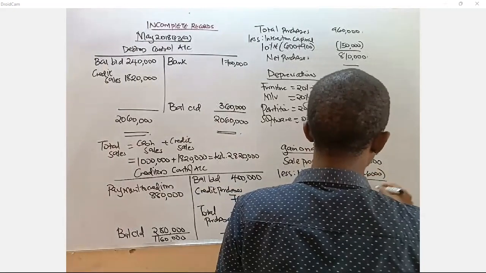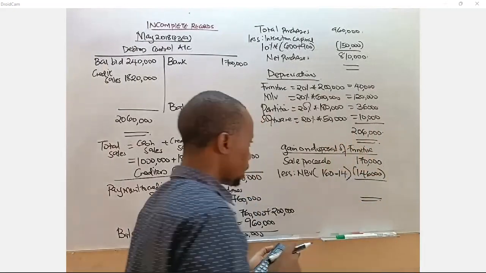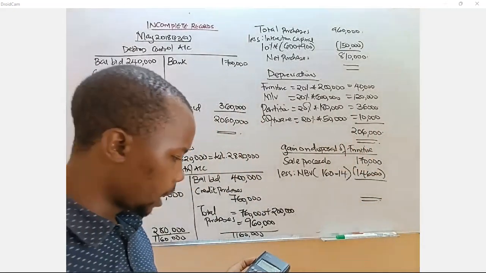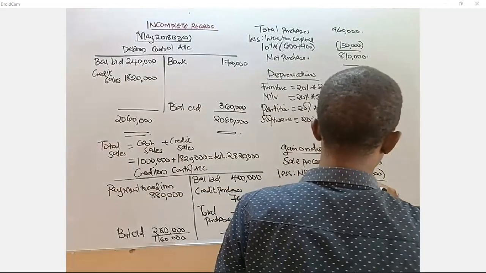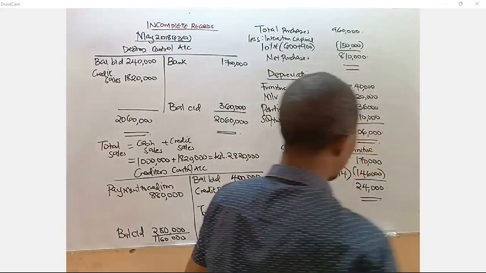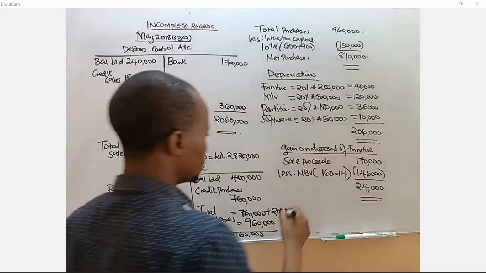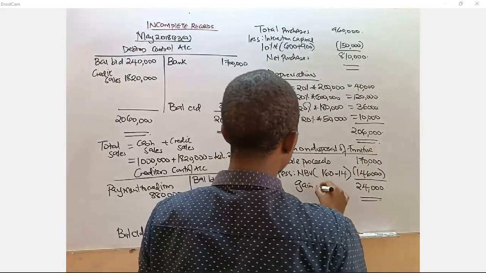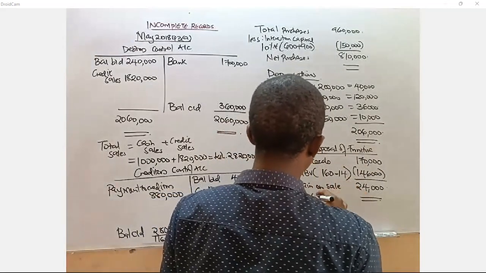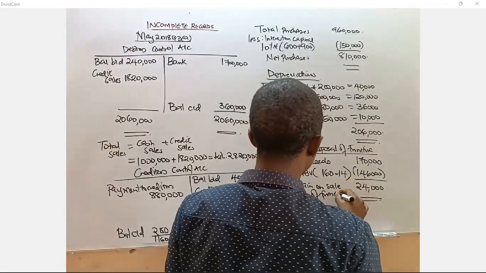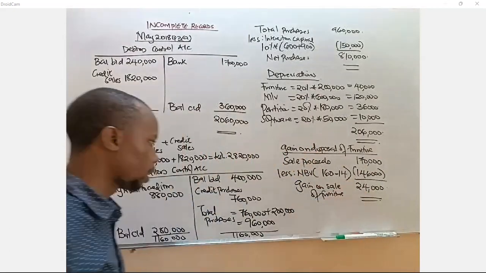What is the profit on the sale of these seats? So in this case, 170 minus my answer, I should be getting around 24,000. That is the proceeds on the sale, or this is the gain. Gain on sale of furniture. Gain on sale of the furniture.